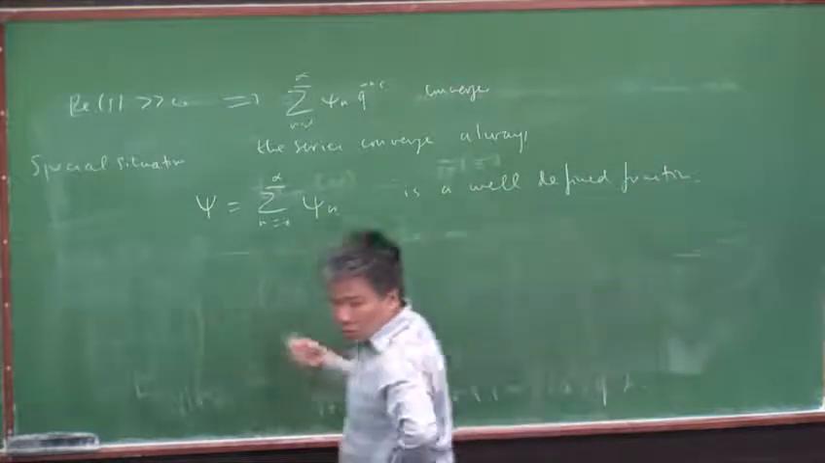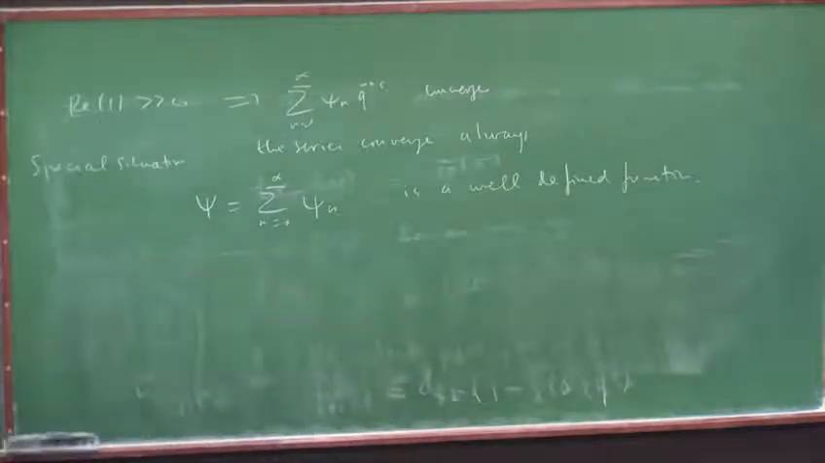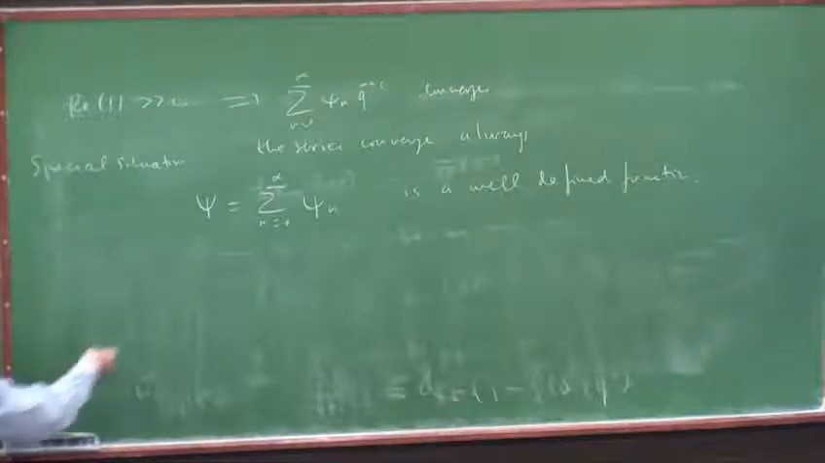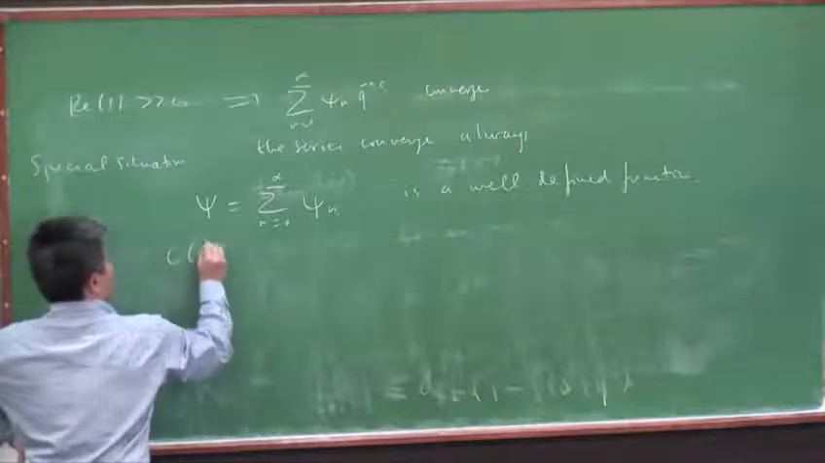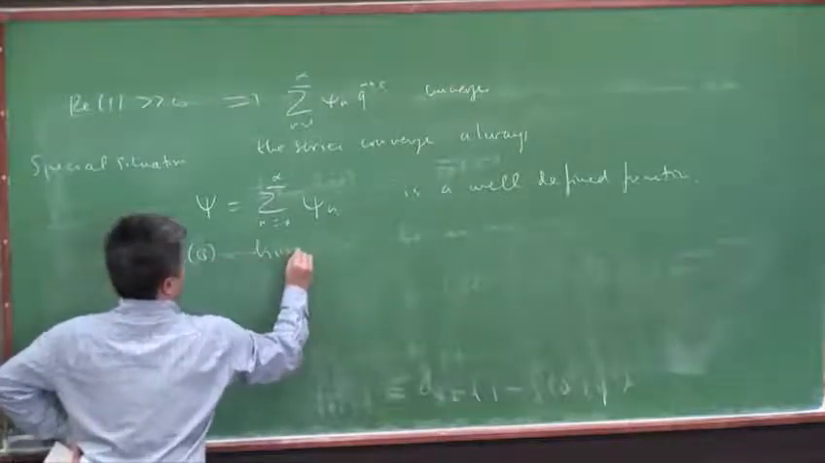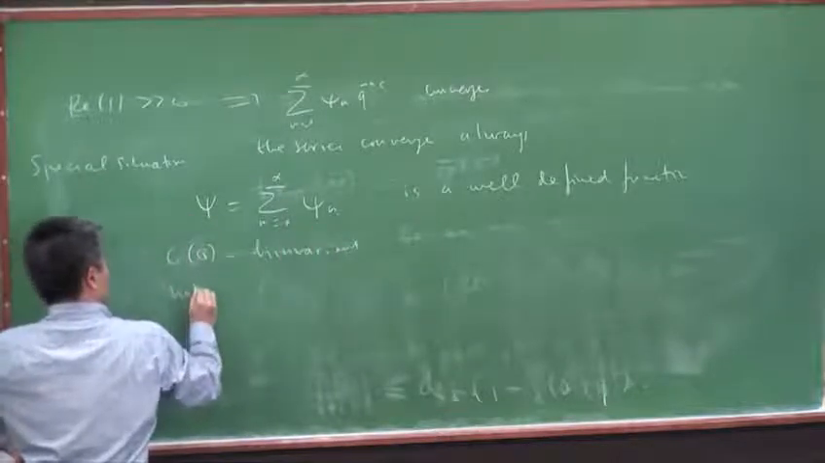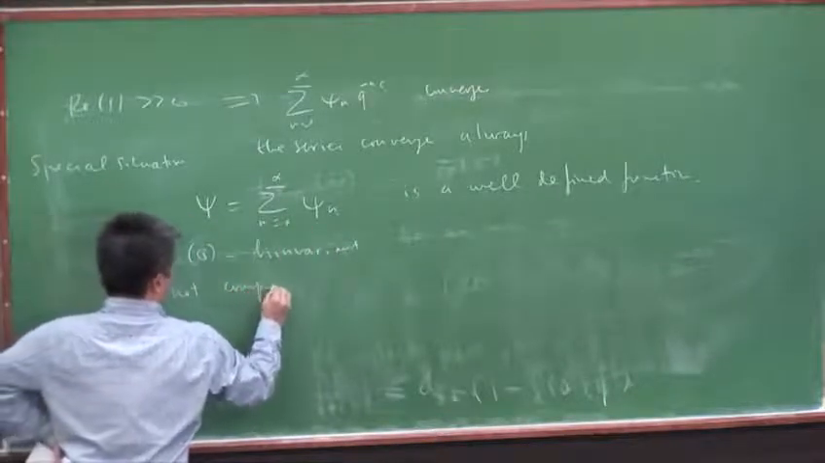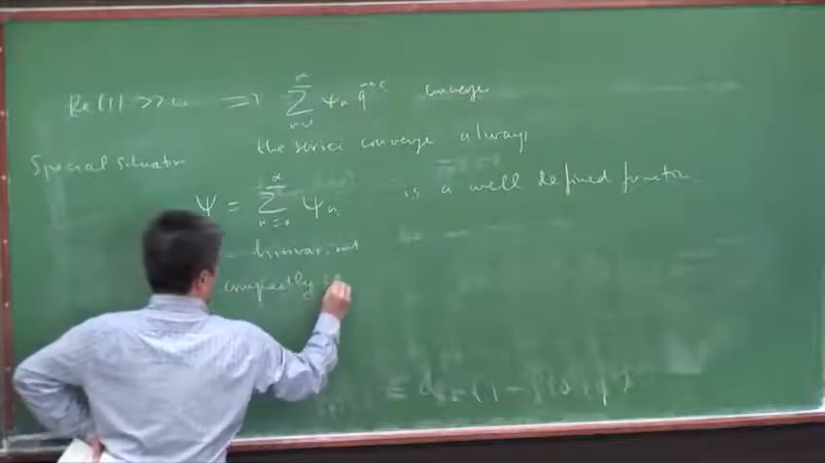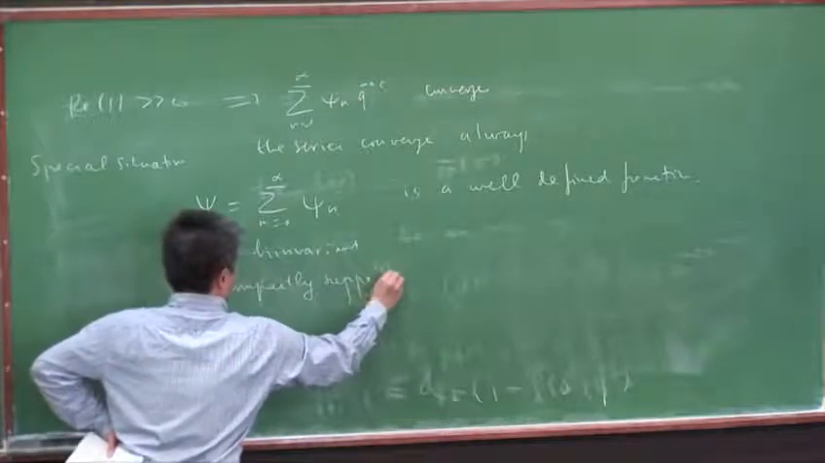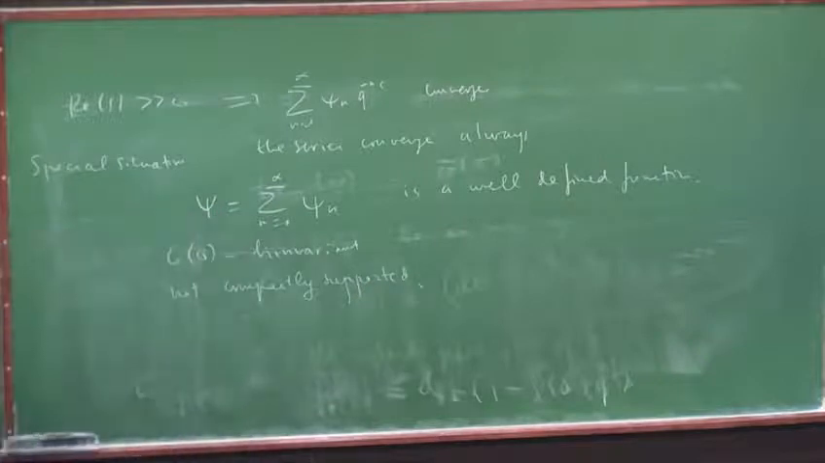Okay, so we would like to do some trick in the setup so that this function is well defined. So this will be a well defined function that will be G(O) bi-invariant, but not compactly supported. Okay, so let me explain this setup.